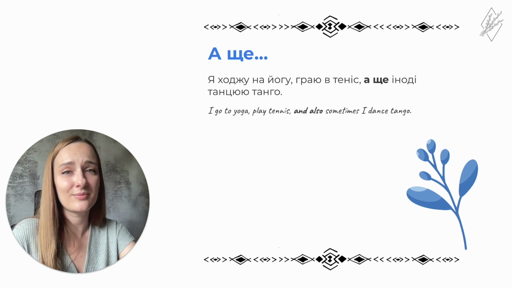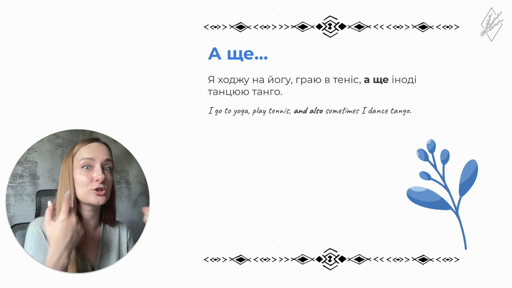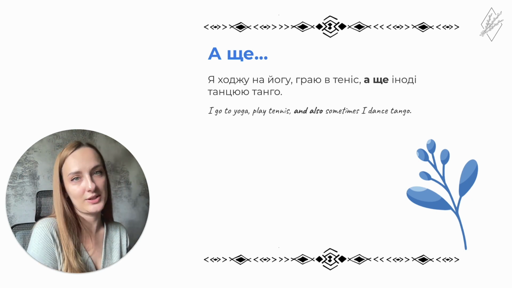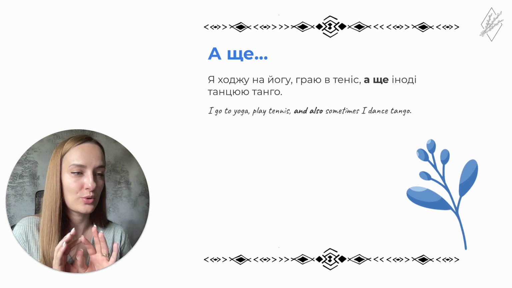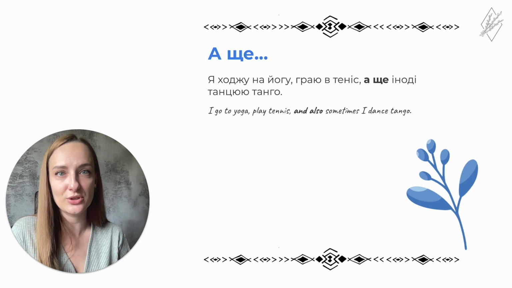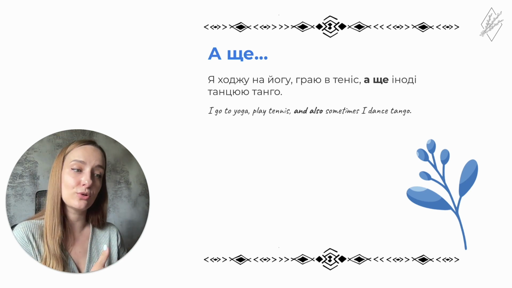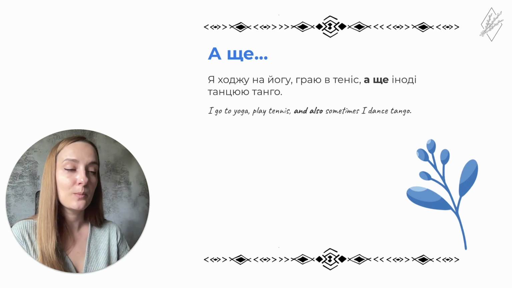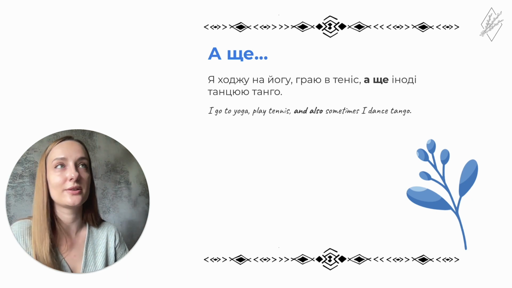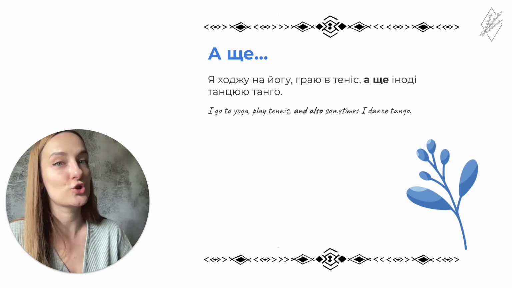It would be like "and also", right? I do this, and also I do this. Here, а will not show us contrast or opposite or comparison. It will play the role of the conjunction "and" to combine the sentence, but it makes it more diverse. So, in collocation with the word ще, а ще.